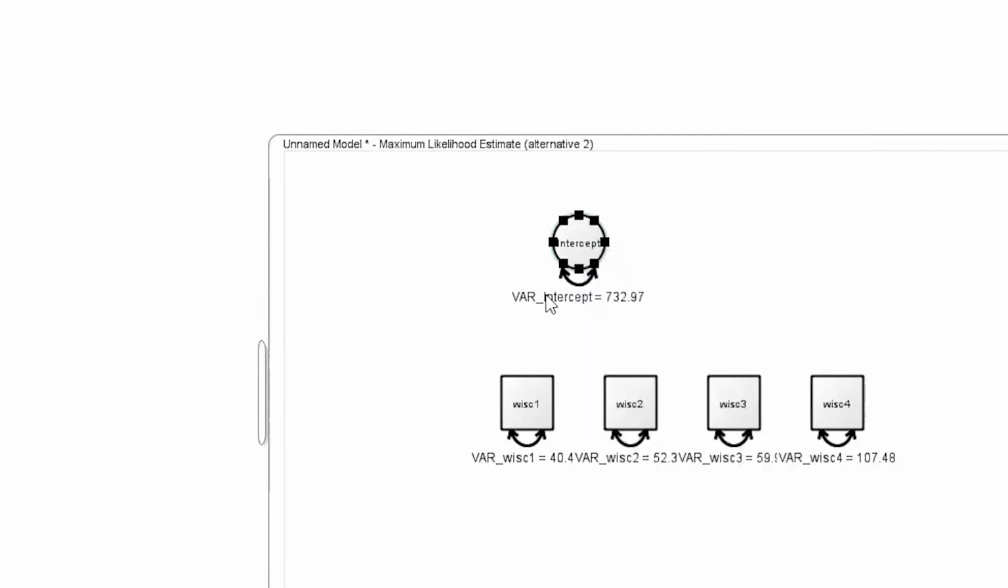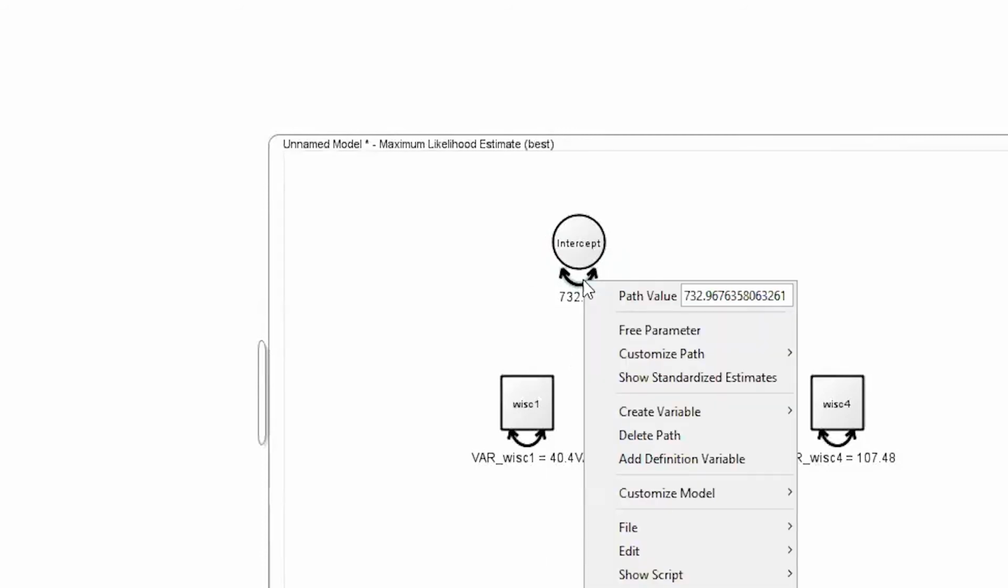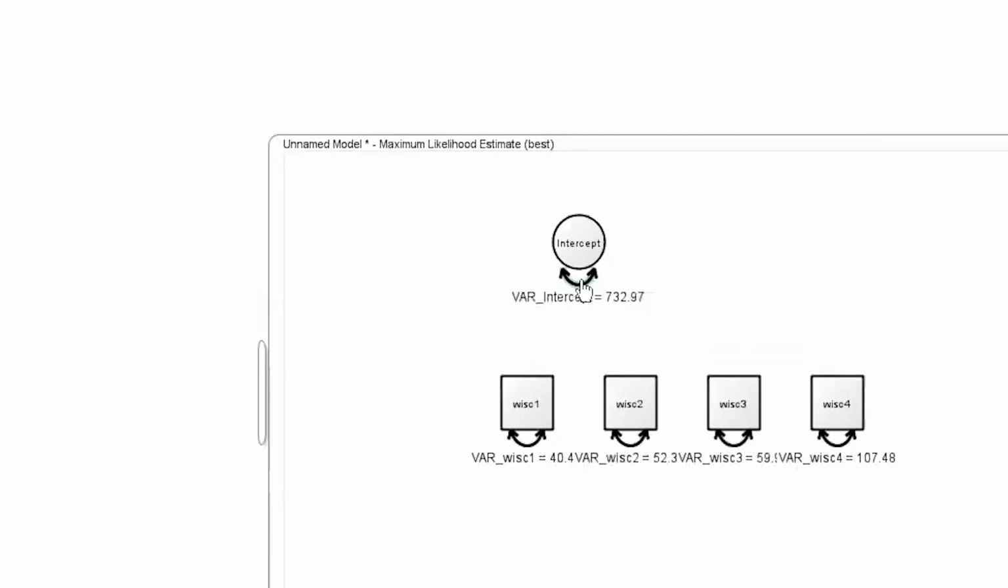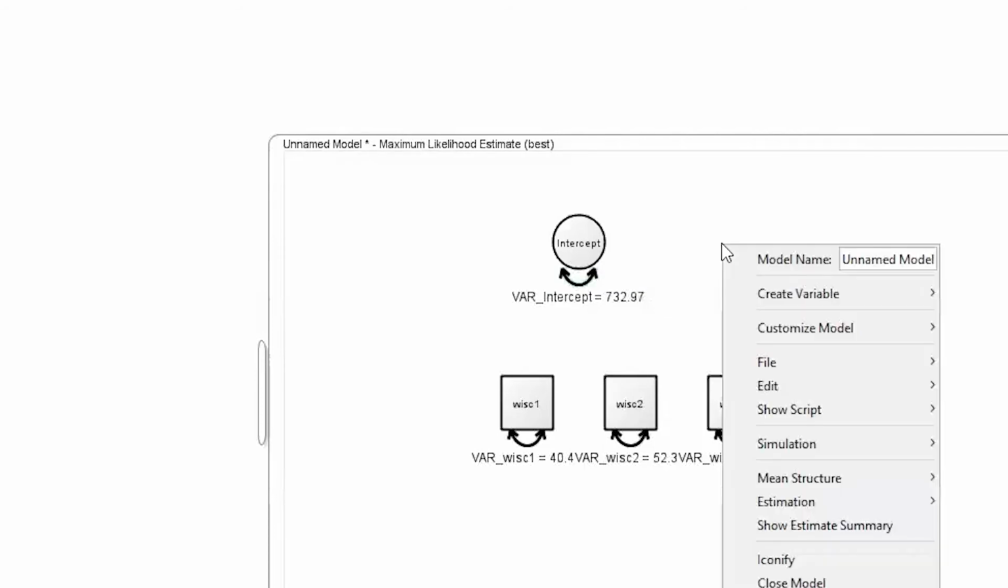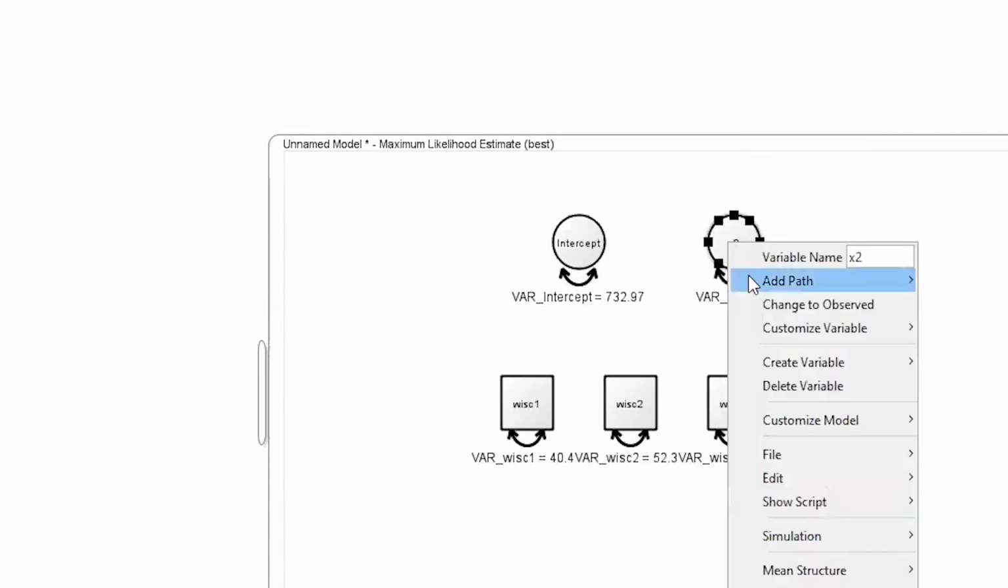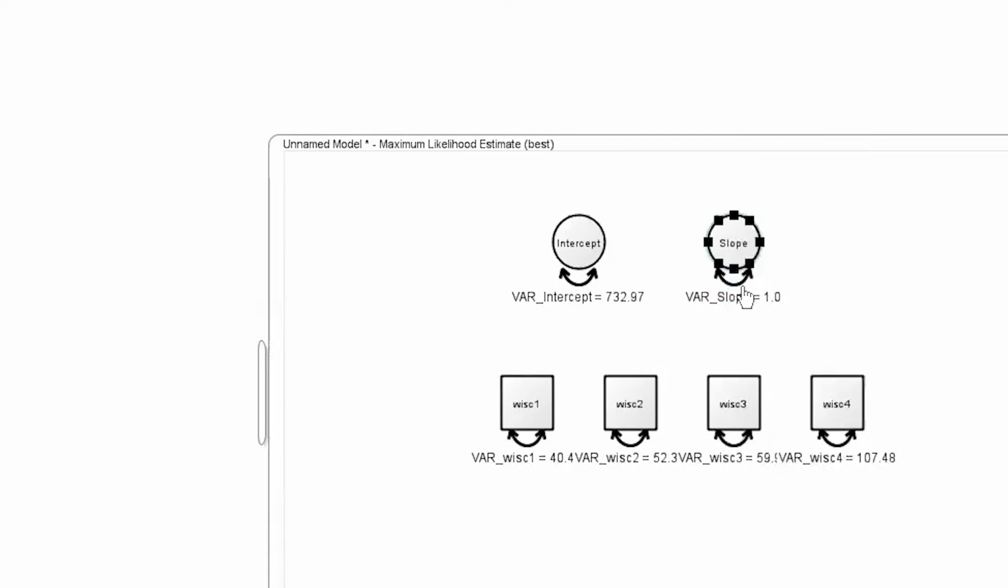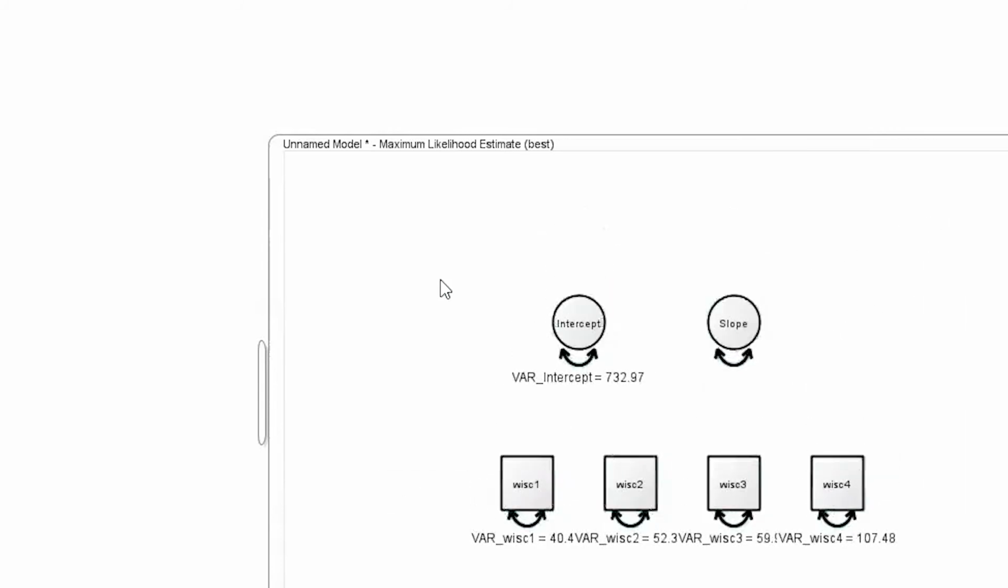And I'm going to fix the path on that to the number 1. Wait a minute, I'm not. I'm going to free that parameter, I'm sorry. Getting ahead of myself. And now I'm going to make another latent variable. I'm going to call that growth or slope. And on this one, I'm going to fix that parameter to 1. I can move that down a little bit to make things a little tidier.